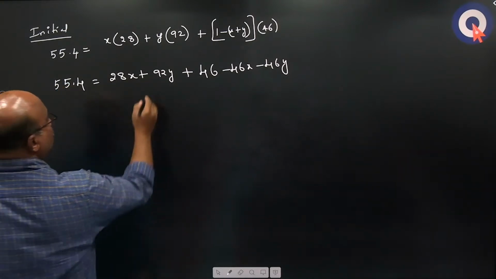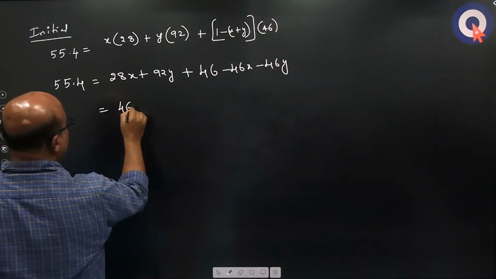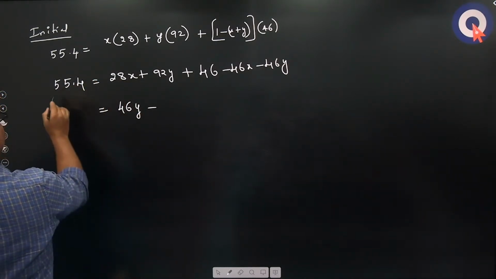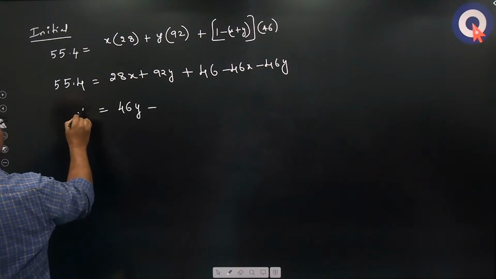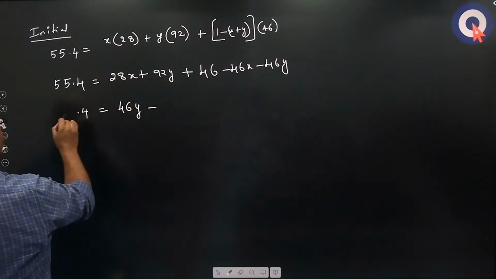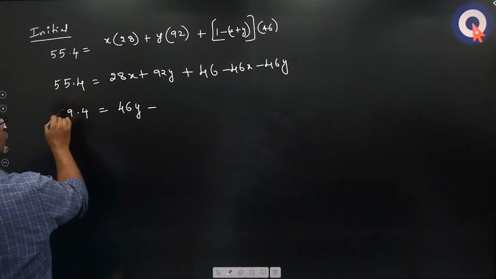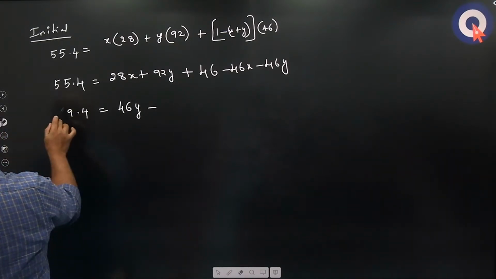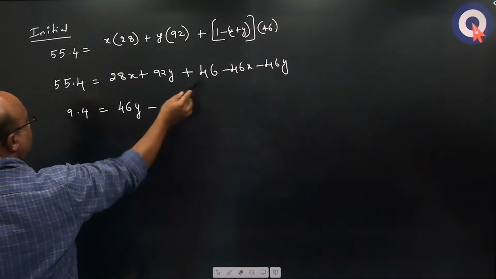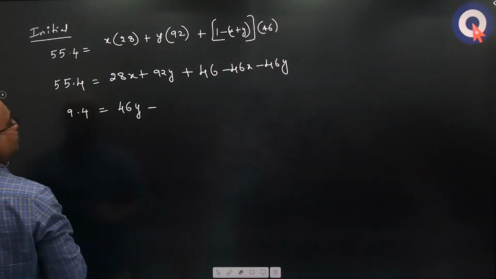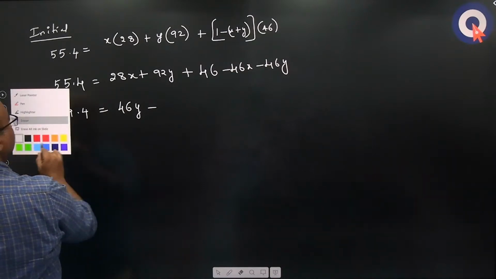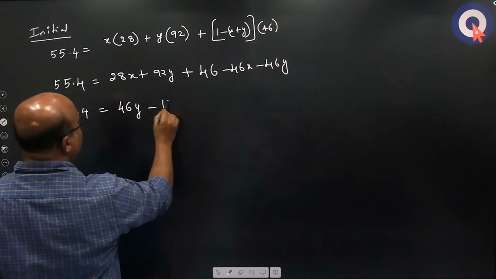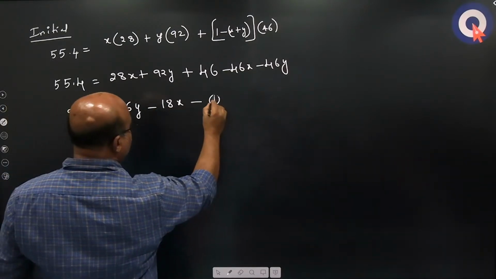Clear? So this is 46y; if you subtract 46 from here, it is 9.4. So 46 plus 9.4 is 55.4. Then this is nothing but 28x minus 46x, so this is nothing but 18x. So this is equation 1.